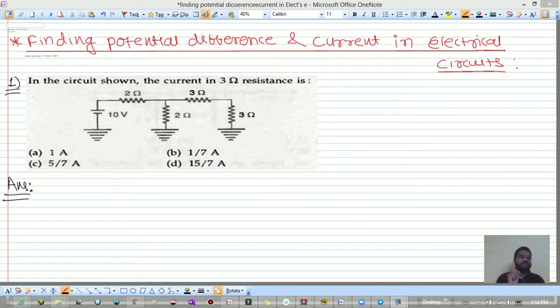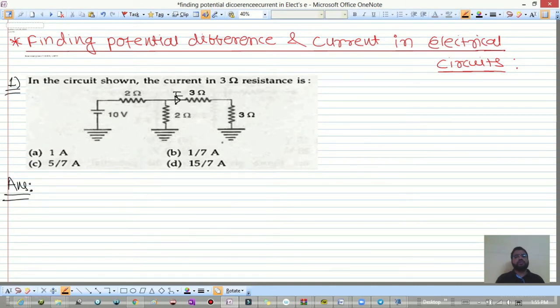So see here, this is the first question, and I'll assume that you know Ohm's law, right? You know Kirchhoff's current law, Kirchhoff's voltage law thoroughly, right? You don't have any difficulty in these three theorems and laws right now. So see here, in the first question it is given, in the circuit shown, the current in 3 ohm resistance is. So we have to find what is the current flowing through this 3 ohm resistance.